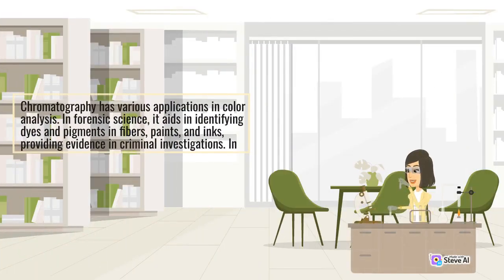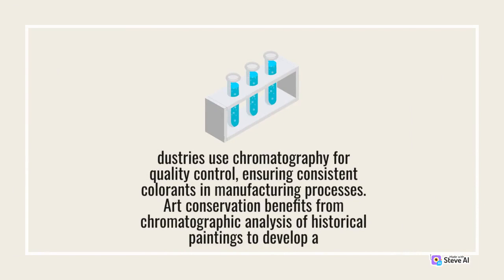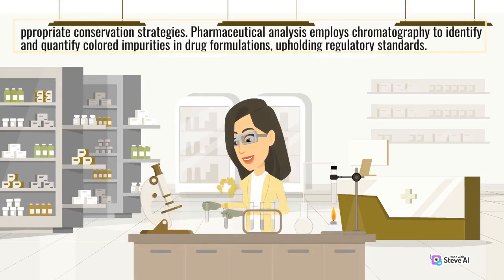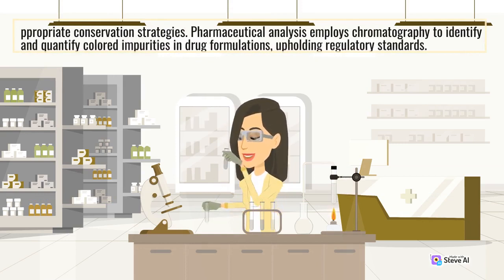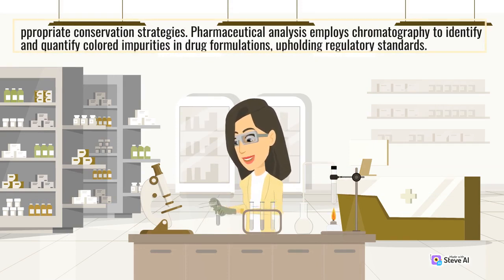Chromatography has various applications in color analysis. In forensic science, it aids in identifying dyes and pigments in fibers, paints, and inks, providing evidence in criminal investigations. Industries use chromatography for quality control, ensuring consistent colorants in manufacturing processes. Art conservation benefits from chromatographic analysis of historical paintings to develop appropriate conservation strategies. Pharmaceutical analysis employs chromatography to identify and quantify colored impurities in drug formulations, upholding regulatory standards.